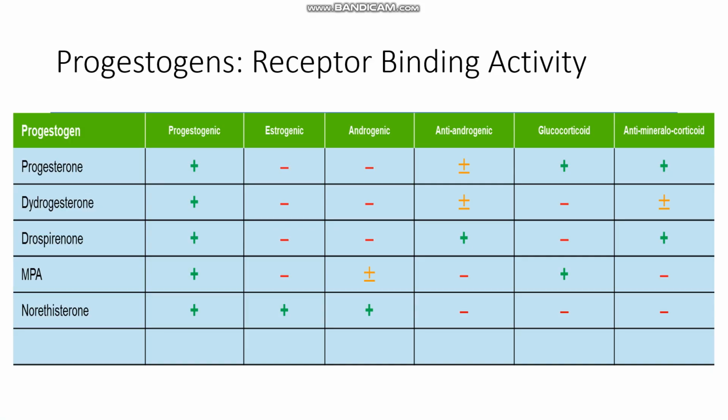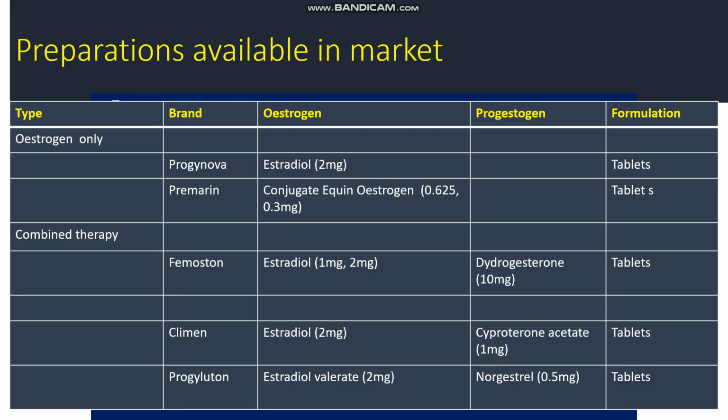The progestogens available in the market are progesterone, dydrogesterone, drospirenone, medroxyprogesterone acetate, and norethindrone. They can be used alone, or in combination with estrogen. In summary, the estrogens available in the market are Progynova, which is estradiol valerate, available in Pakistan in 2 milligram strength, and Premarin in the form of conjugated estrogen, available in 0.625 or 0.3 milligram tablets.